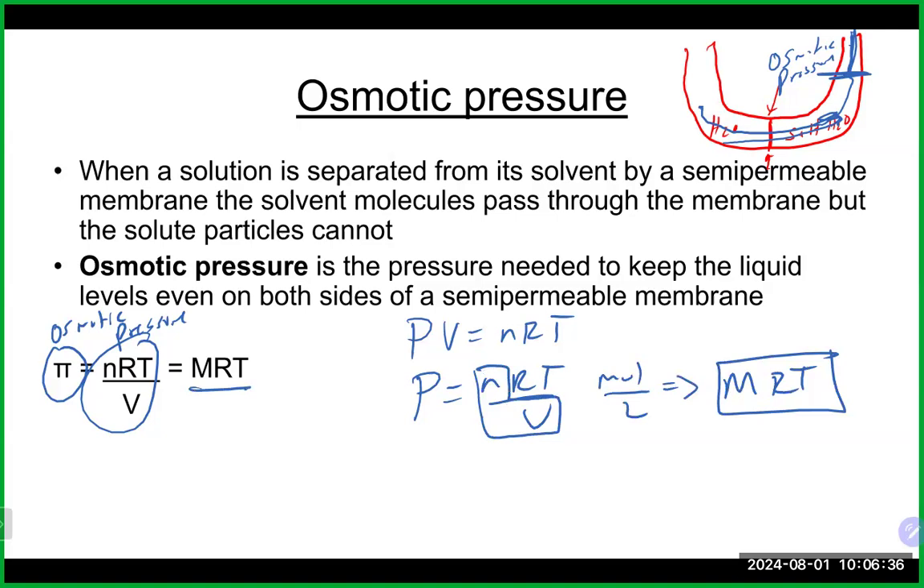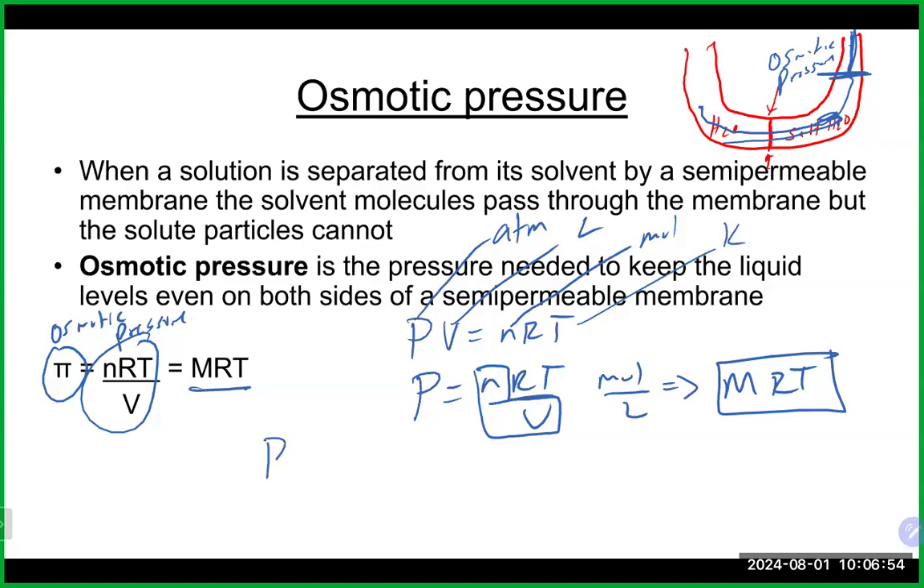So the good news is it's still the ideal gas law, which means you still need to make sure everybody's in the proper units. Once again, the osmotic pressure will usually be in atmospheres when you solve for it, because the volume should be in liters, the n should be in moles, and the temperature should be in Kelvin.